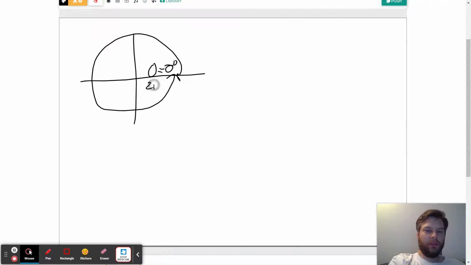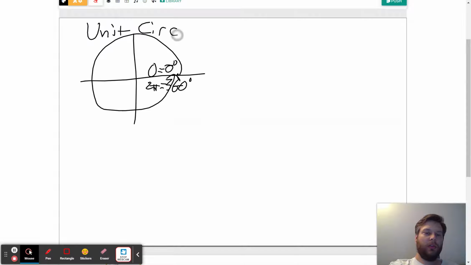The full circle would be 2 pi radians, or 360 degrees. And why 2 pi? Because what we're talking about is the unit circle. We're talking about a circle where the radius is equal to 1. And if you think about it, the circumference of a circle is 2 pi times the radius. So 2 pi times 1 means a full circle is 2 pi. If you keep that in mind, you can get a lot of the other ones around the unit circle.